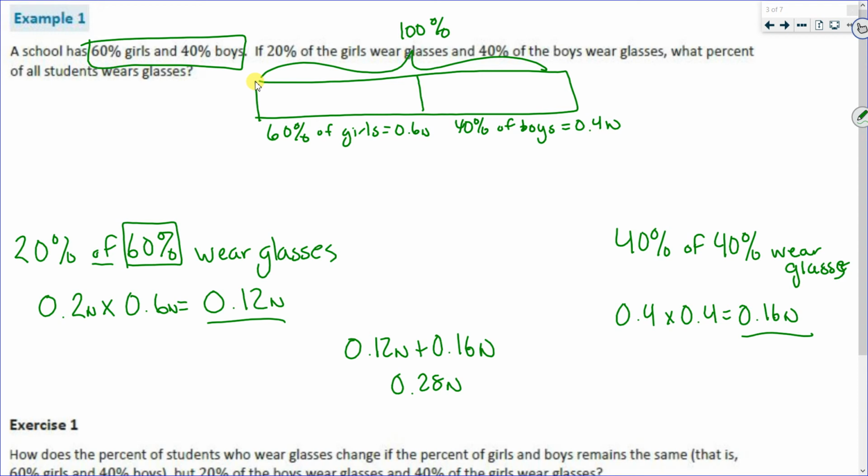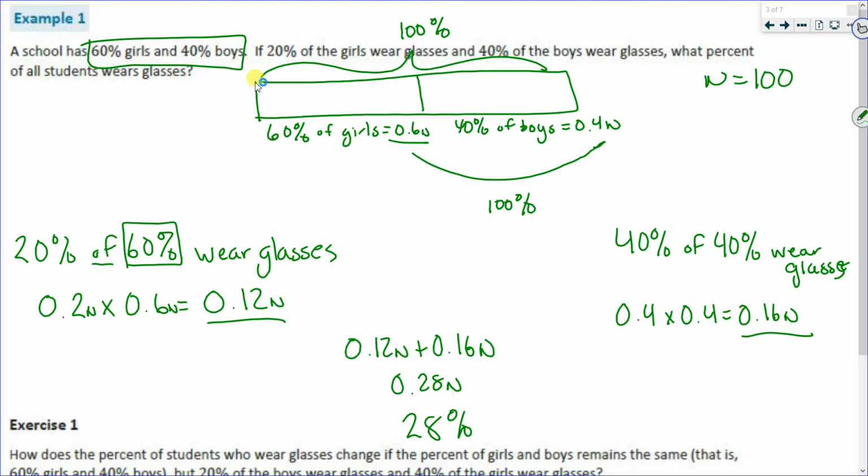Well, remember, if you go back and look at the very beginning, we said 60% is representative of 0.6n. So that means 60% of the 100% is represented by 0.6, and 40% is represented by 0.4n. So if these two numbers combine, they would give me back 100%. I would basically take n, and we're going to say n represents 100. So if I took 0.28 and multiplied it by 100, what would I get? I would get 28%. So that's the number of students that wear glasses. 28% of the entire class population wears glasses. That's how you find it.